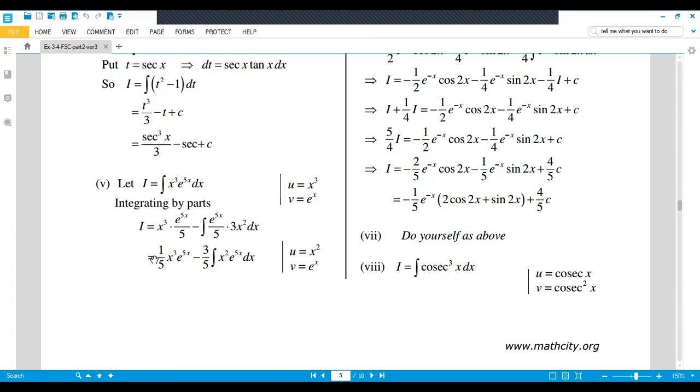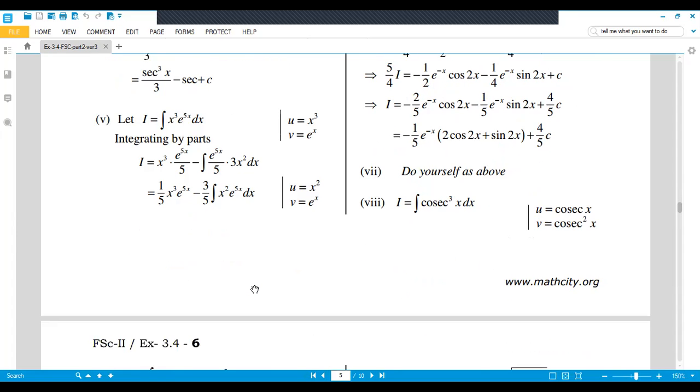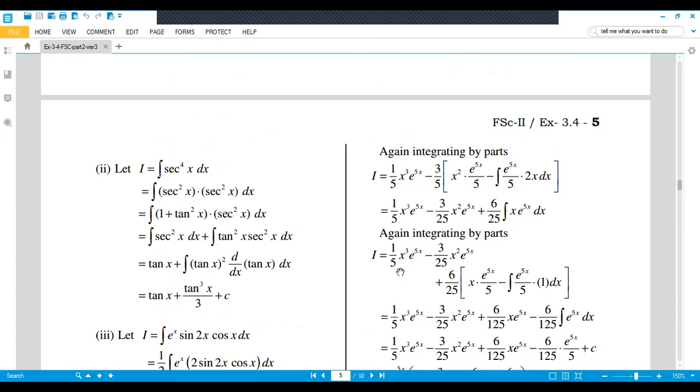Now again it is equal to 1 over 5 x cube e power 5x. For x square e power 5x, you take x square as u and e power 5x as v, and again you apply integration by parts. So the integral of x square e power 5x is x square e power 5x divided by 5 minus the whole integral of e power 5x over 5 and the derivative of x square, which is 2x dx. So minus 3 over 5 multiplied with both values, we will get this.